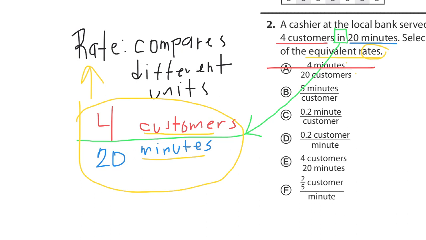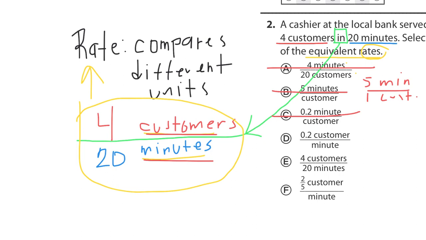This one has 5 minutes over 1 customer. So this one says 5 minutes to 1 customer. And we need to make sure that we have customers over minutes. So this one is not right. 0.2 minutes over customer. Again, this one is minutes over customer. We're looking for customer over minutes. And 0.2 customers in 1 minute.